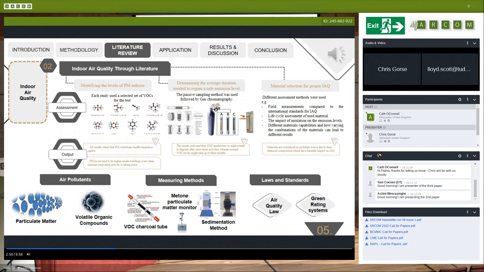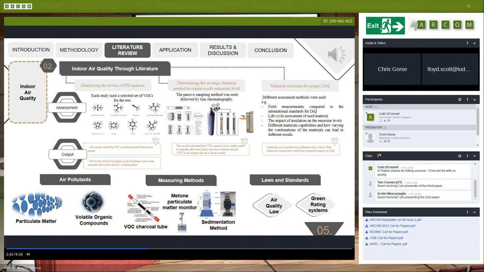For the indoor air quality, investigation of literature showed three directions of research. First, identify the level of air pollutants such as particulate matter in interior spaces, where all results proved that it constitutes a health hazardous agent. The second one is to determine the average duration needed to regain a safe emission level, where studies indicated that degradation of emission might take from 2 to 8 weeks, and to regain normal levels of emission it might take up to 3 months. The third one is material selection. For this direction, different assessment methods and different sets of material were used among various selections of studies. However, all of them proved that the chemical composition of materials has a harmful impact on indoor air quality.